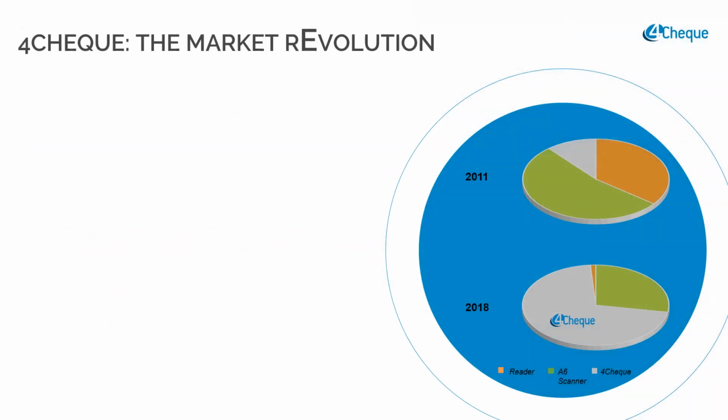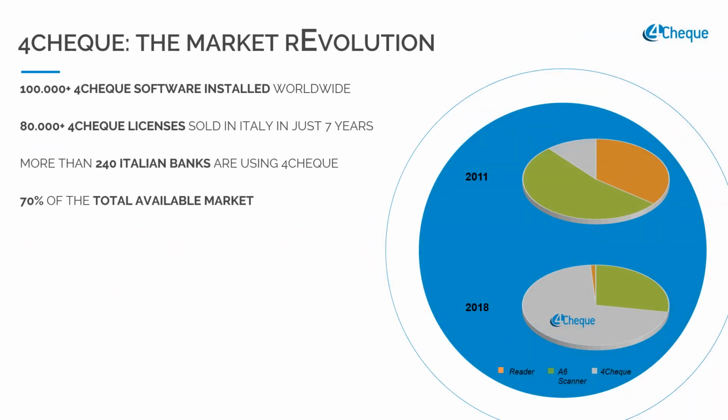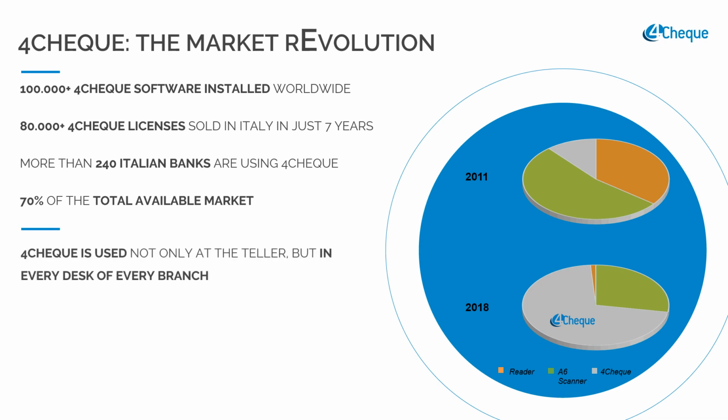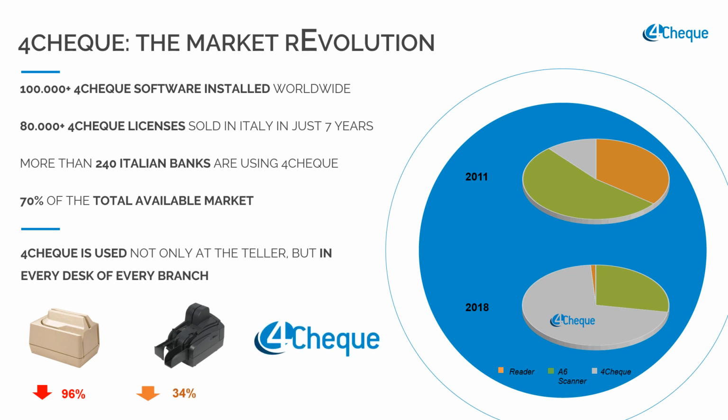The revolution introduced by 4Cheque had, as a consequence, an important reduction of check readers and A6 scanners. The use of 4Cheque has quickly spread both at the tellers and also on every desk of every branch, reaching more than 100,000 installations worldwide. 4Cheque introduced a new and virtuous process in the banking system, as it can manage easily and quickly every type of document.